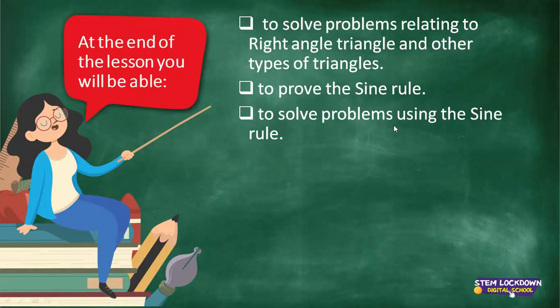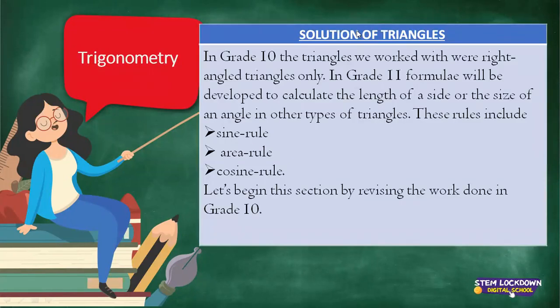Okay, so let's go ahead. Solution to triangles. In grade 10, the triangles we worked with were right angle triangles only. In grade 11, formulas will be developed to calculate the length of a side or the size of an angle in other types of triangle. These formulas include the sine rule, the area rule, and the cosine rule.